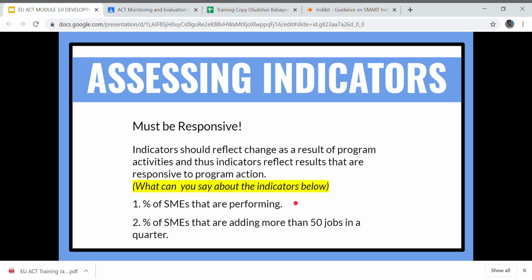Instead of you saying percentage of CBOs that are performing or that are working, you say the percentage of community-based organizations that are conducting more than 20 community mobilizations in a quarter, or writing over 100 petitions in a quarter. With that, your indicator is becoming more responsive to the work that you're doing. So these are what indicators are like, and that's the way you coin them.